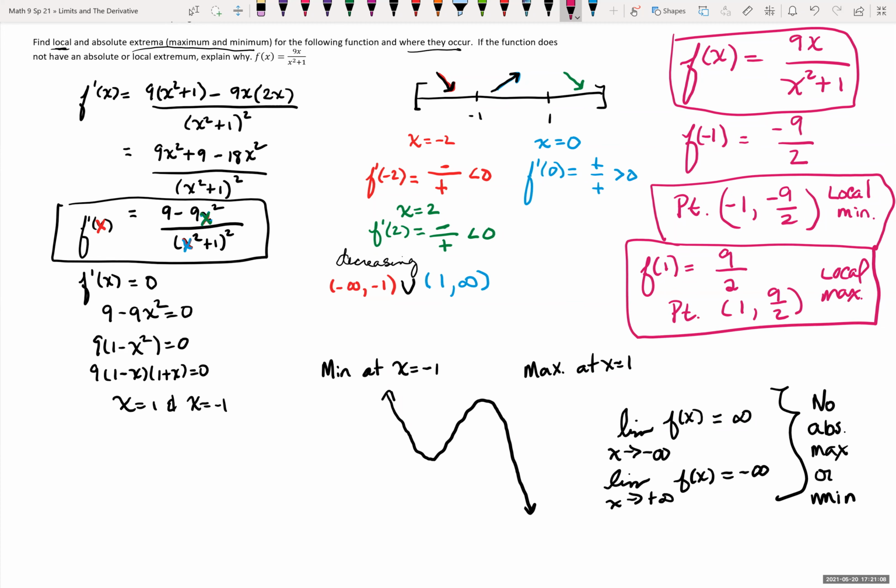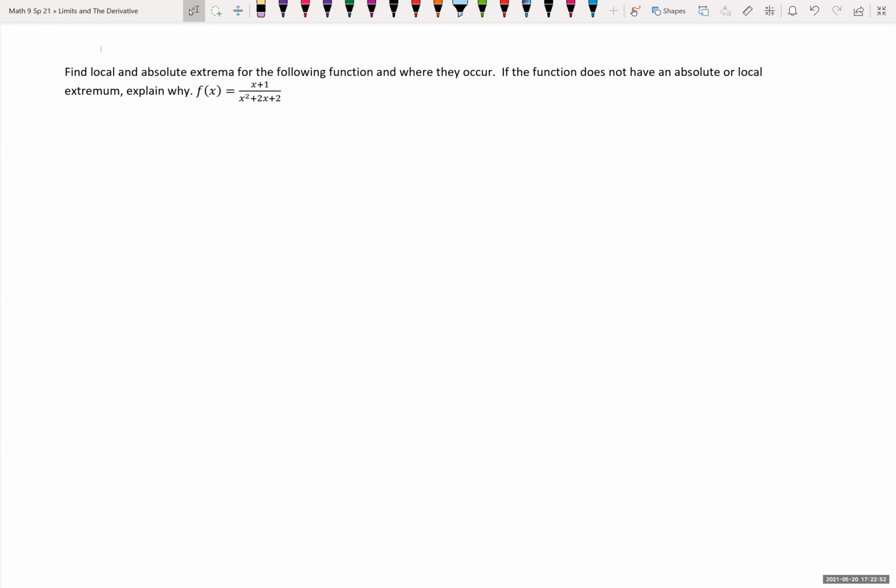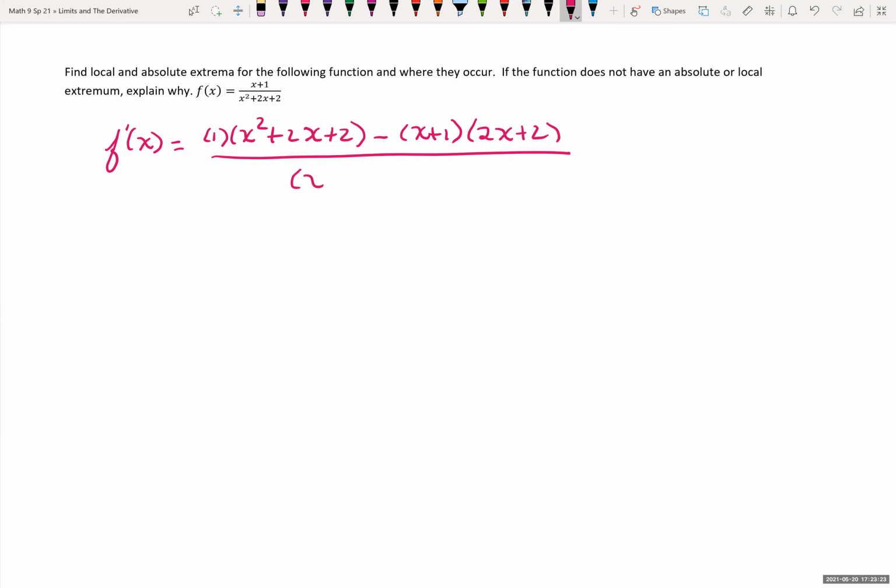So this was a similar problem on the other version of the test. Same sort of idea. We're trying to find absolute max, absolute mins, or local max or mins. And we have a rational function. We're going to start again by taking the derivative, which again needs the quotient rule. So the derivative of the top, which is 1, times the bottom, x squared plus 2x plus 2, minus the top, x plus 1, times the derivative of the bottom, which is 2x plus 2, all over the denominator, x squared plus 2x plus 2, quantity squared.